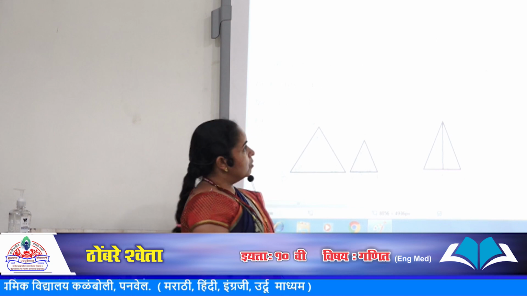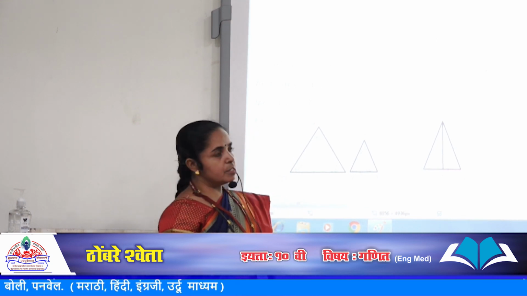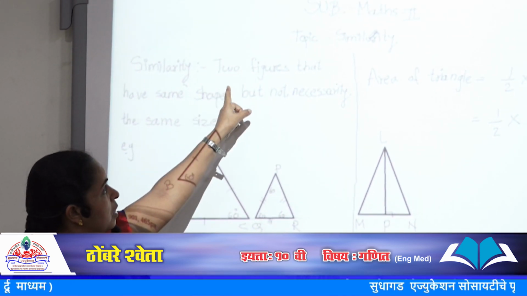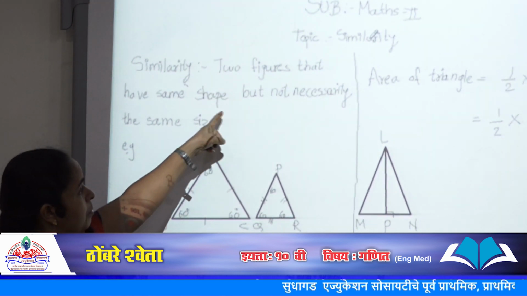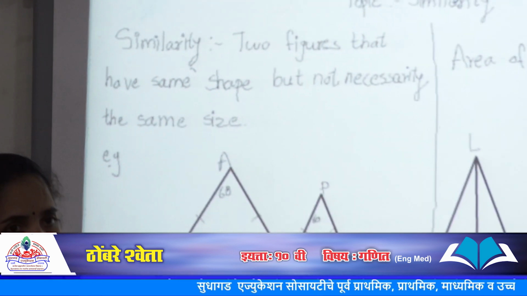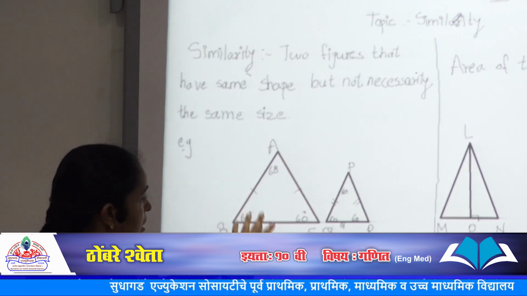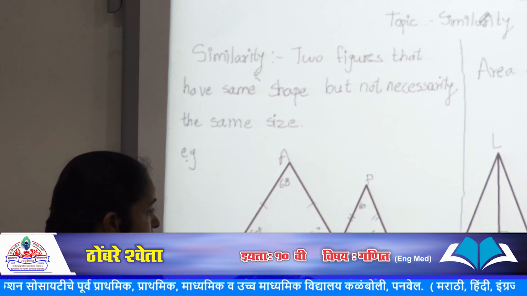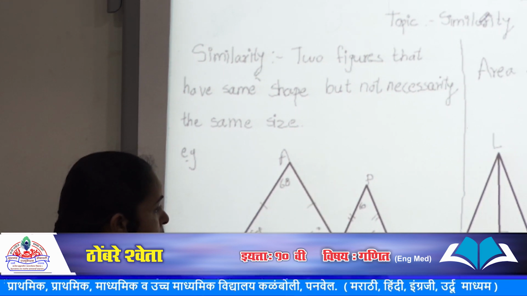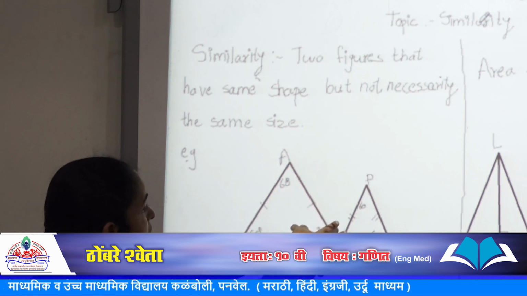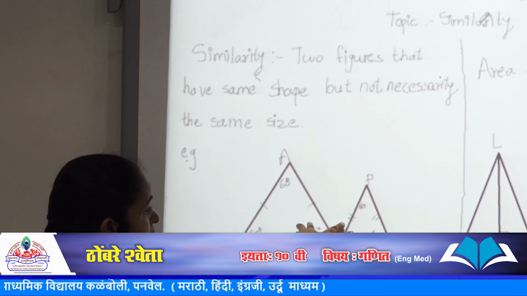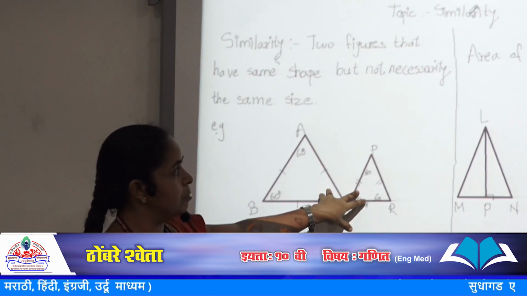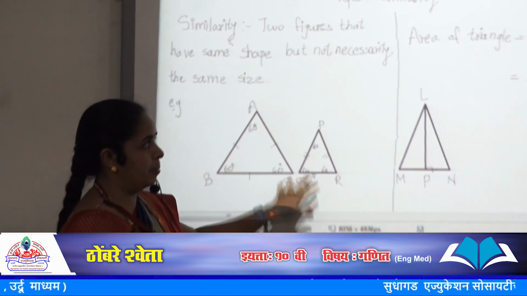So students, in the last year we have studied what is the concept of similarity. What is meant by similarity here? We know that two figures that have the same shape but not necessarily the same size, that is called similarity. For example, here I draw two triangles, triangle ABC and another triangle PQR. These triangles are called similar figures. They have the same shape but they do not have the same size. So this is the similarity that we are going to study in this lesson.